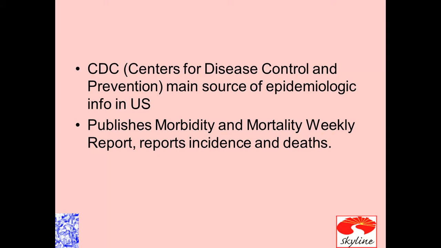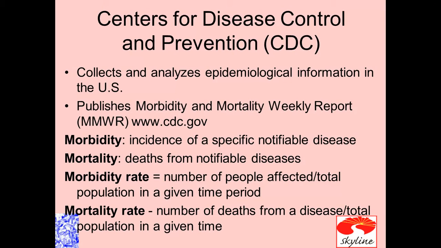CDC publishes the MMWR, or the Morbidity and Mortality Weekly Reports for certain notifiable diseases. No? It's defined morbidity and mortality in the light of the function of Centers for Disease Control and Prevention. So, morbidity is said to be the incidence of a specific notifiable disease. So, simply, it's the incidence of a disease that is categorized as notifiable. Mortality, on the other hand, refers to the number of deaths from that notifiable disease.